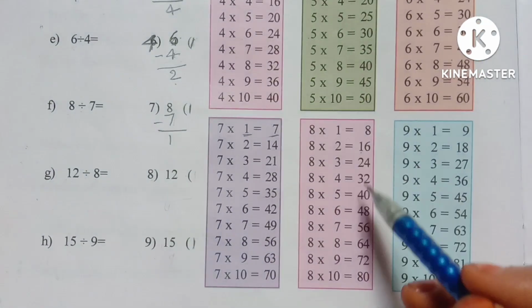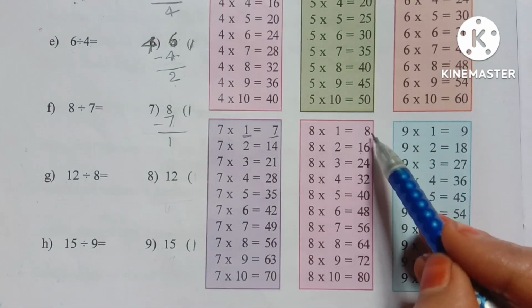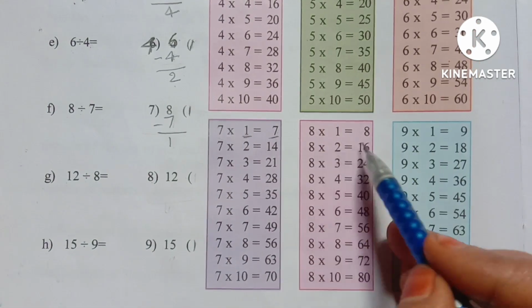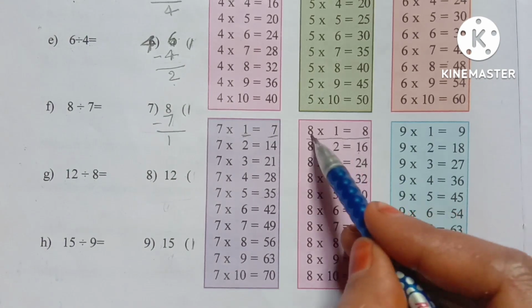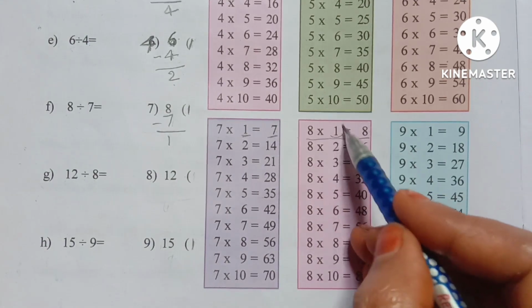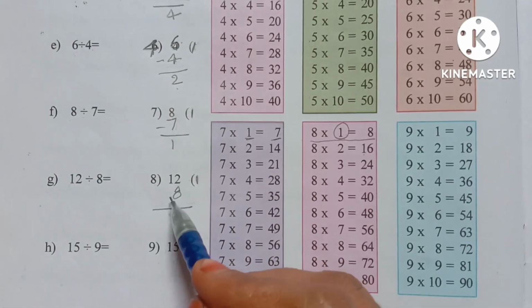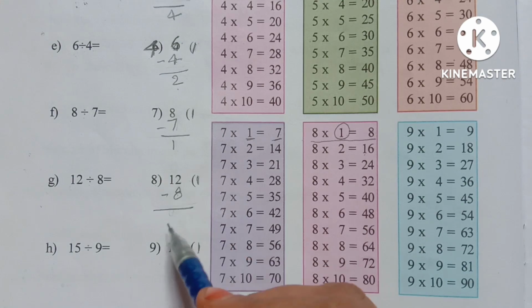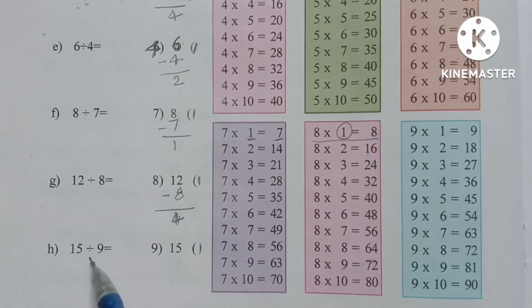So we have to observe the 8 table till we get the number 12. But there is no such number in the 8 table. So we have to take only 8 ones are 8. So write 1 in the quotient's place and 8 under 12. Then subtract 8 from 12, we get 4. This is the remainder. Next H, 15 divided by 9.